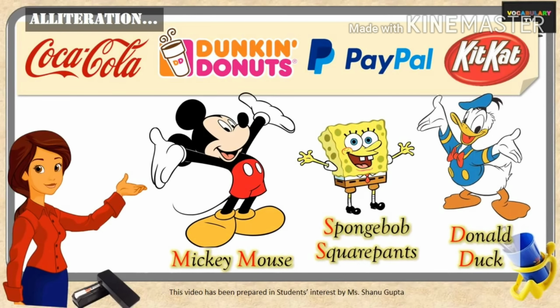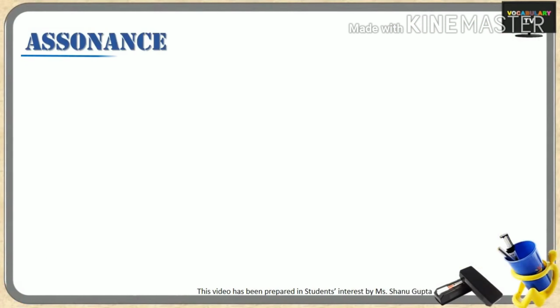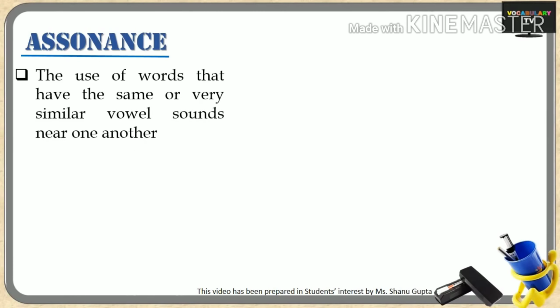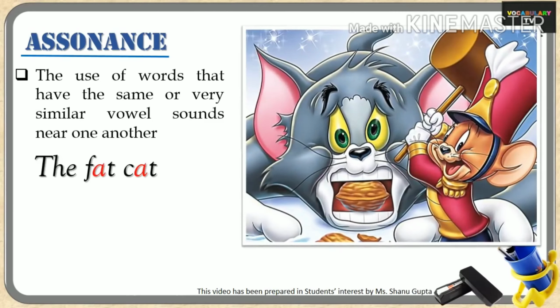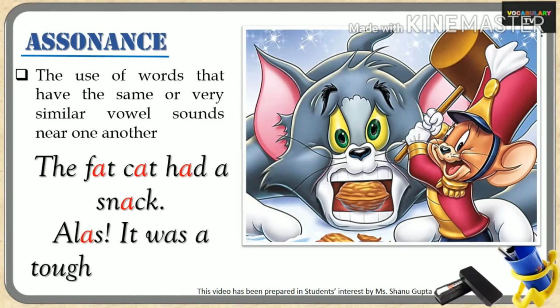The next figure of speech based on sound effect is assonance. Assonance takes place when two or more words close to one another repeat the same vowel sound. So they might start with different consonant sounds. Consider these lines. The fat cat had a snack. Alas, it was a tough nut to crack.